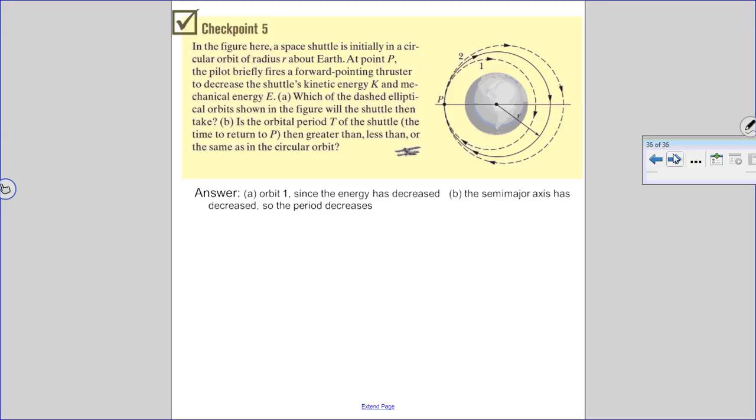Oh, wait. Hold on. No. Hang on one second. Let's see. Is orbital period, sorry, I totally oversimplified that. Is orbital period T of the shuttle greater than, less than, or the same? Well, let's see. T squared equals K times R cubed, right? So our average radius decreased, so our average period is going to decrease. Cool? So even though it's going slower, the fact that it's got a shorter distance to go overcompensates for it.